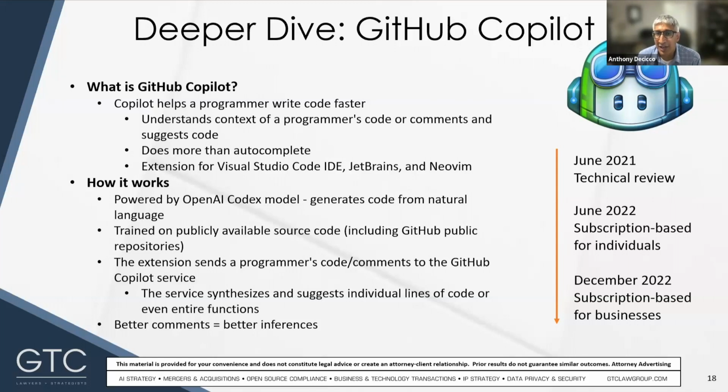Copilot's a generative AI software development tool that helps a developer write code faster by attempting to understand the context of a programmer's code or comments. So basically, it guesses the programmer's intent, and then it suggests code options. It was released in beta form in 2021, and then it was released as a commercial product last year. And as you likely know, Microsoft now owns GitHub and is the primary driver behind GitHub Copilot.